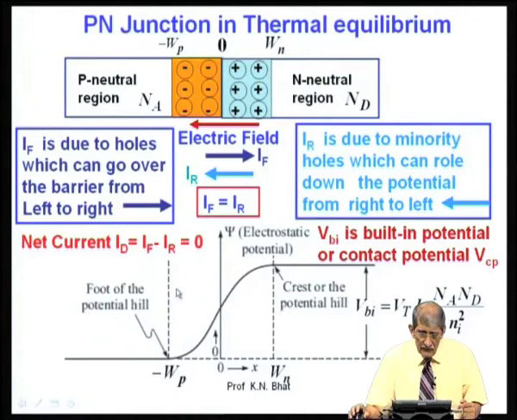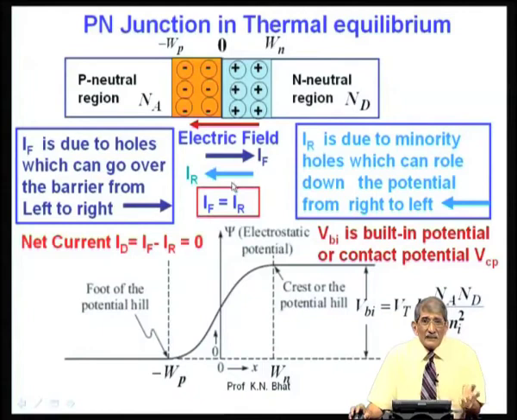So, if I go from the left hand side from here to here, that is from minus Wp to plus Wn, n is the n region, W is the width of that region, there will be a potential rise; the electrostatic potential will go up because plus charges are on the right hand side. How much the potential is depends upon how much the electric field is. If it were uniform, you would say electric field into distance gives you the voltage, but it is not uniform, it is a varying field. But there will be a built in potential. So, this is called the built in potential.